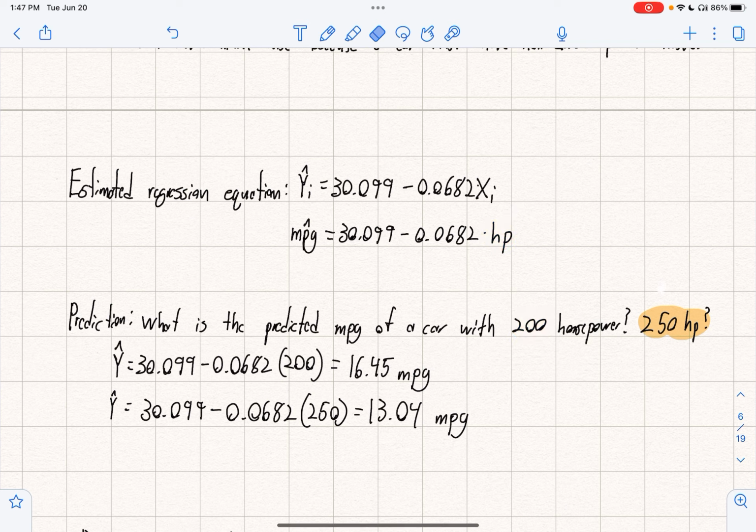So when we think about interpreting this, we're just saying, okay, we have this estimated regression line. If we have a car with 200 horsepower, we would expect it to get about 16.45 miles per gallon. If we had a car with 250 horsepower, we would expect it to get about 13 miles per gallon. So it makes sense that this first car gets better gas mileage than the second because its horsepower is less than that of the second. 200 is less than 250, which is why we expect a higher miles per gallon compared to the second vehicle. And that's how we do prediction with our regression.